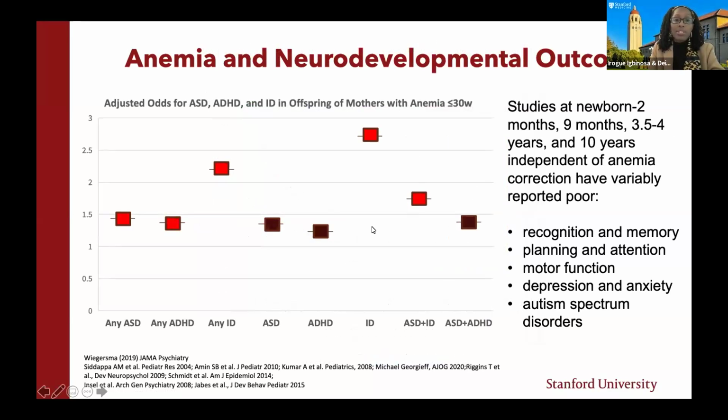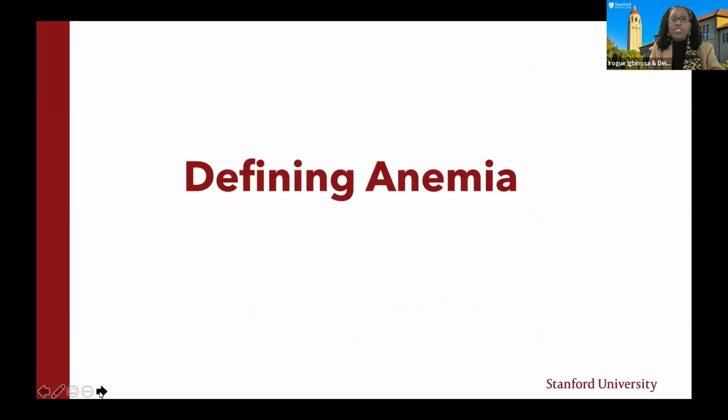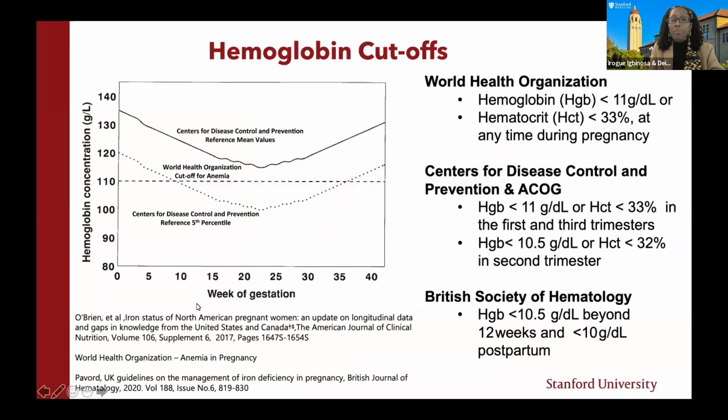So there's a lot of conversation in this space in terms of mother's anemia having a correlation to infant outcomes and childhood outcomes. In terms of defining anemia, I mentioned it a little bit earlier, but there are different definitions. Generally, the WHO says a hemoglobin less than 11. The CDC and American College of OB/GYN say in the first trimester less than 11, the second trimester less than about 10.5, and then third trimester less than 11.